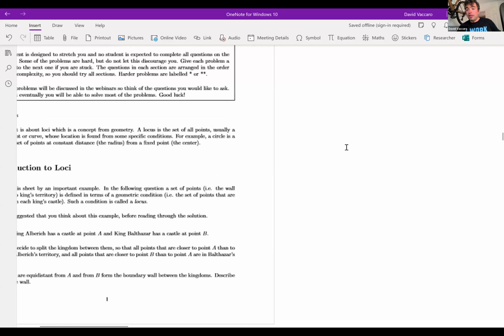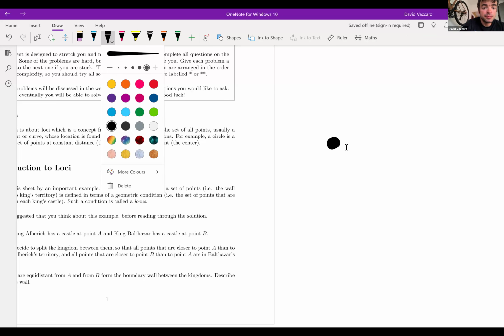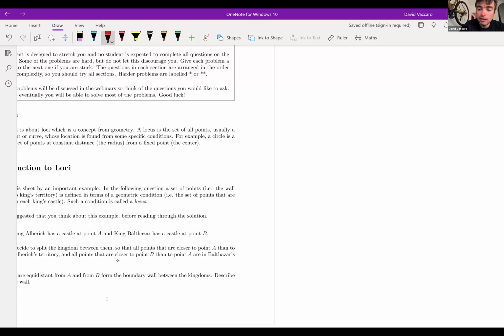So the first example that it gives me, I'll go through the example, because it's such a fundamental one, and it's something which you've probably done at school. But I introduce it with a little story. So I imagine two warring kings. I've got King A, King Alberic, and he's got a castle at point A. And then I've got King B, King Balthazar, who has got a castle at point B.